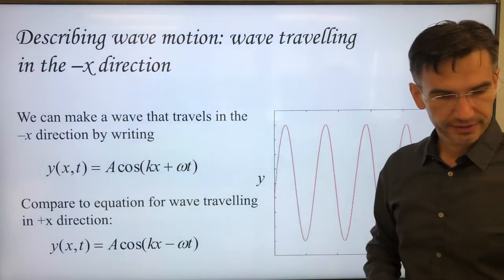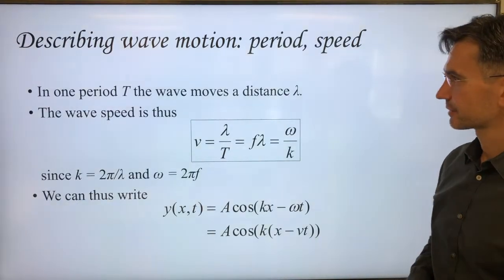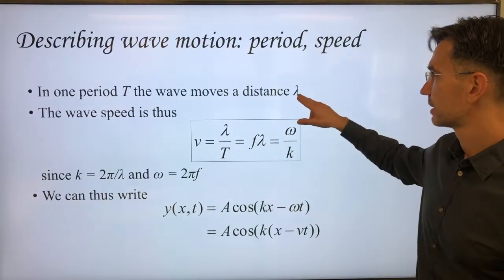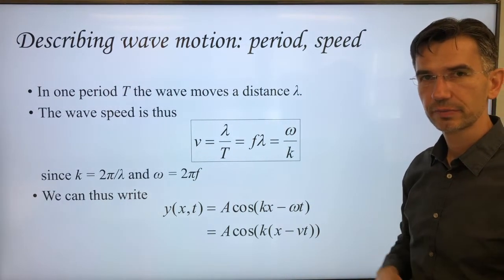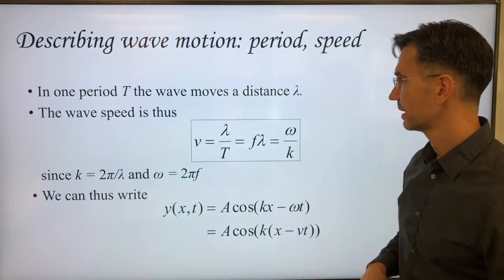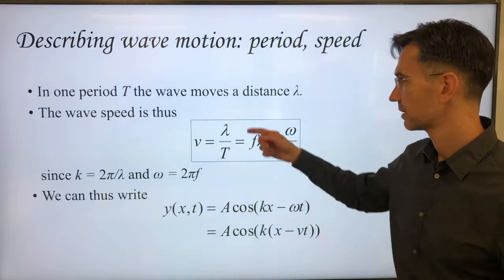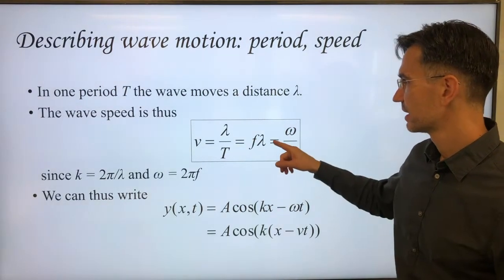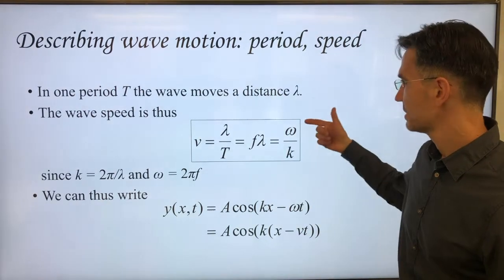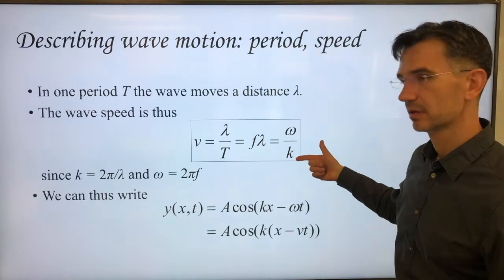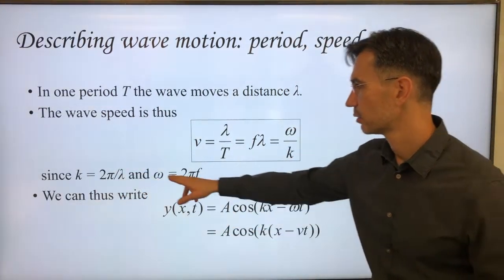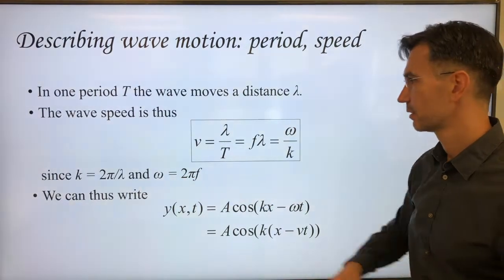So let's take a look at some of the basic properties of waves. We talked about the period, T here, and the distance lambda that's covered during one period, and this is the wavelength. And then we can relate the wave speed as lambda over T, the wavelength over the period, or this is f, the frequency, times lambda, or omega over k, the angular frequency over the wave number. So k is 2 pi over lambda, the wave number, and omega is 2 pi f, omega being the angular frequency.